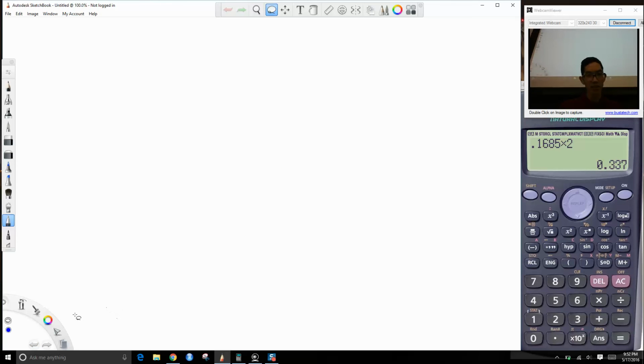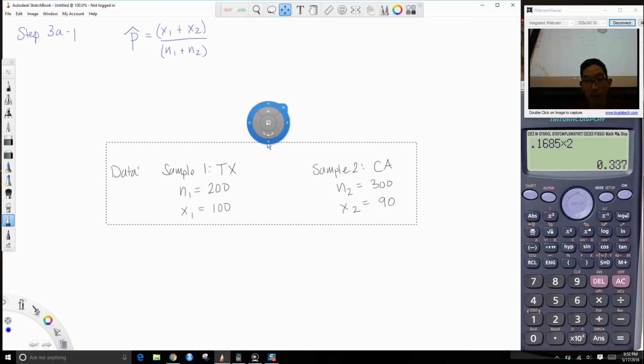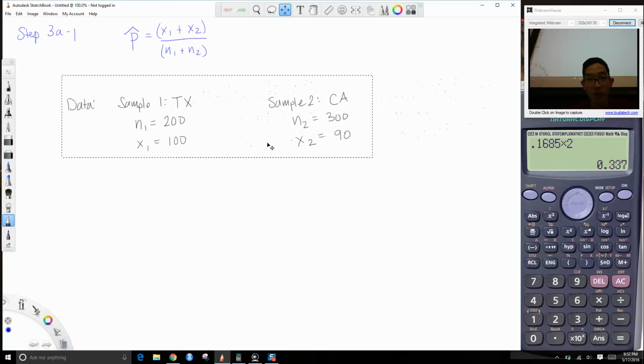Not nonsense, excellent methods. All right, okay, so step 3A part 1, okay? We want to find our overall p hat, which is x1 plus x2 over n1 plus n2, okay? So let's take a look at what our data is, okay? So this is our data.